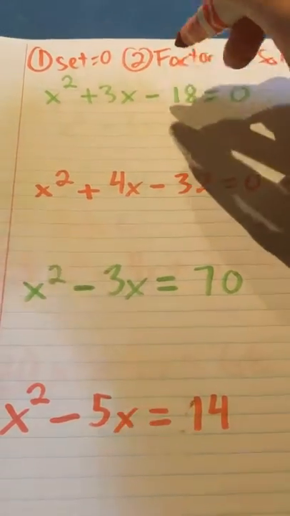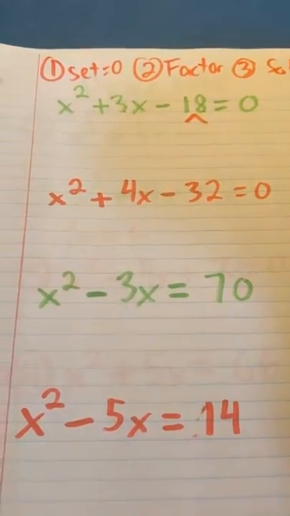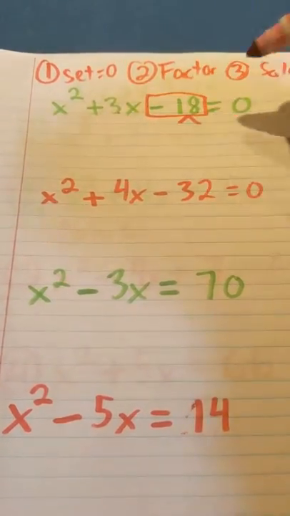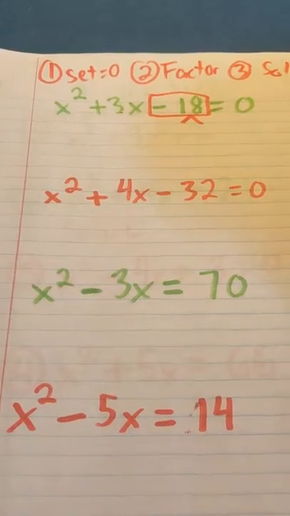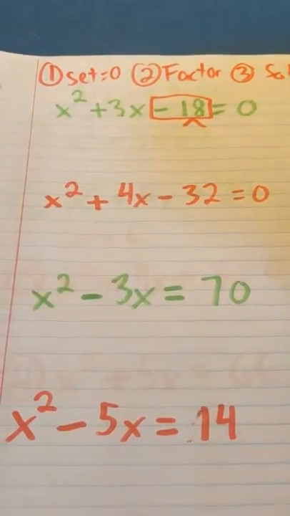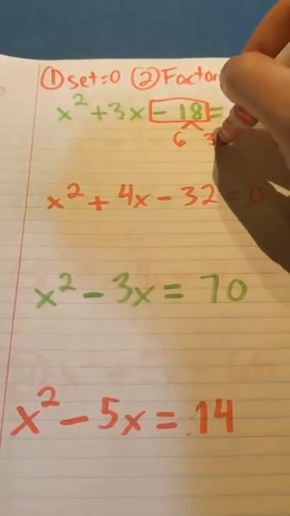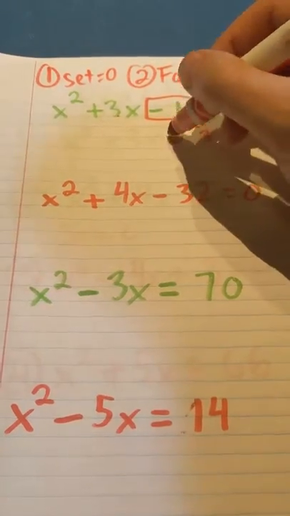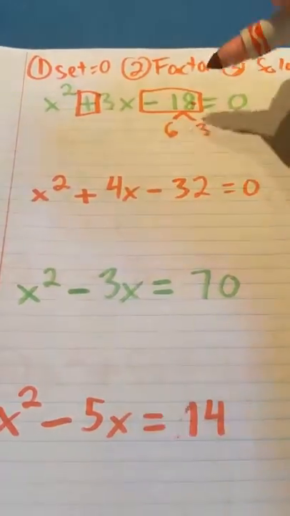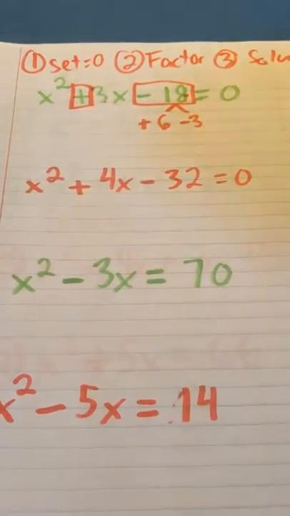Okay, so now what we have to do is factor. We're saying what multiplies to give me negative 18 that can add to give me 3. Now, the only thing that can multiply to give a negative is a positive and a negative. So we're looking for two numbers that are 3 apart from each other. Those numbers are 6 and 3, because 6 times 3 gives me 18, and 6 minus 3 gives me 3. Then this sign here will go with the bigger number, so the 6 will be positive and the 3 will be negative.